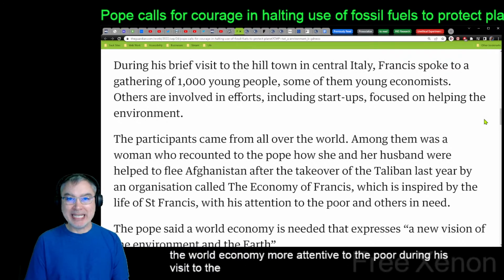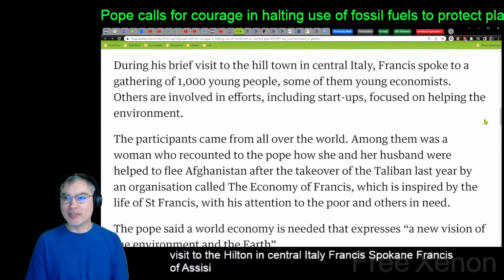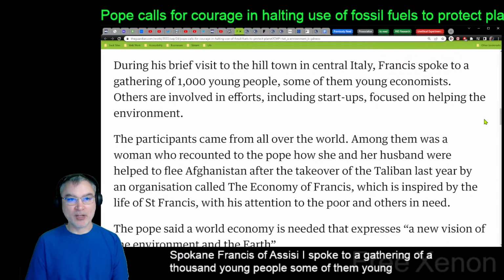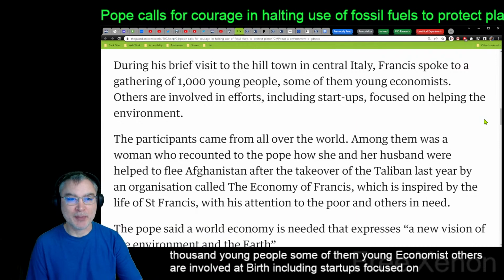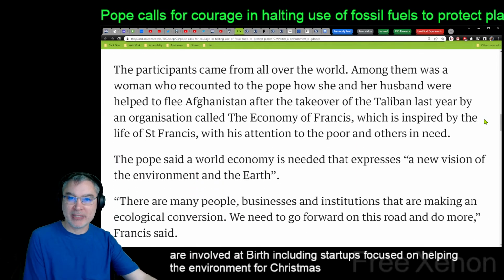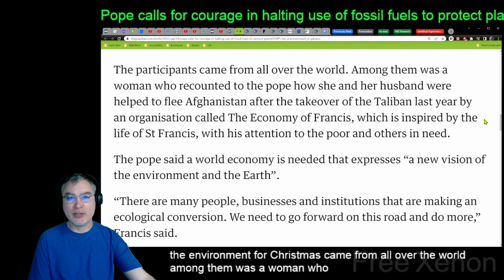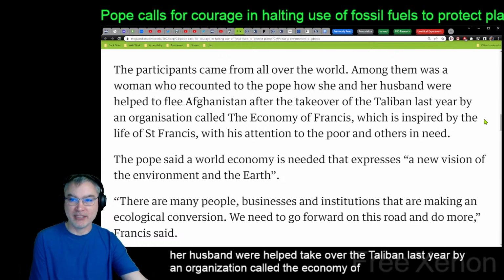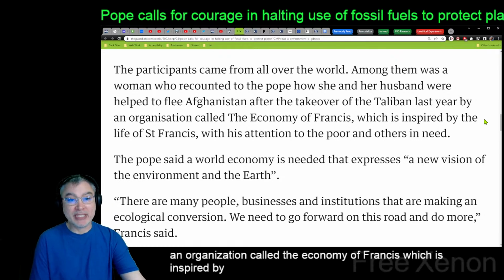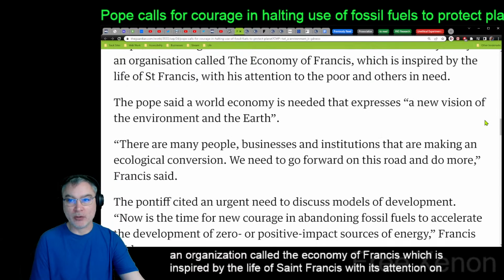During his brief visit to the hill town in central Italy, Francis of Assisi spoke to a gathering of 1,000 young people, some of them young economists. Others are involved in efforts, including startups, focused on helping the environment. The participants came from all over the world. Among them was a woman who recounted to the Pope how she and her husband were helped to flee Afghanistan after the takeover of the Taliban last year by an organization called the Economy of Francis, which is inspired by the life of St. Francis with his attention on the poor and others in need.